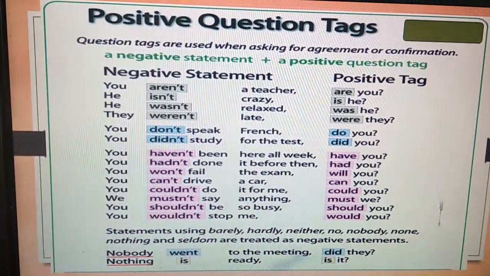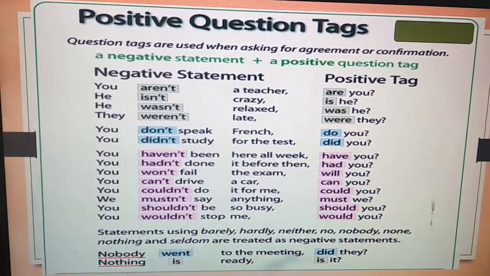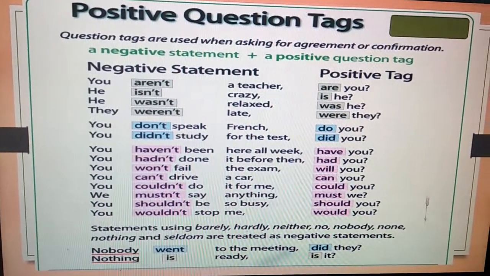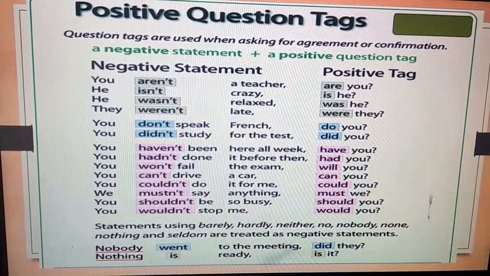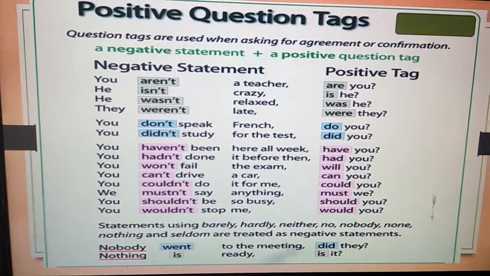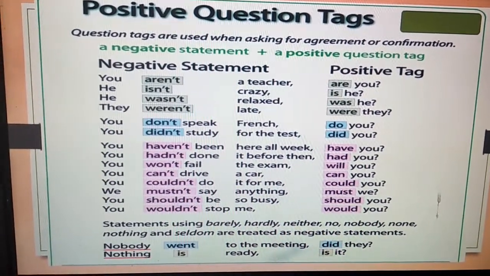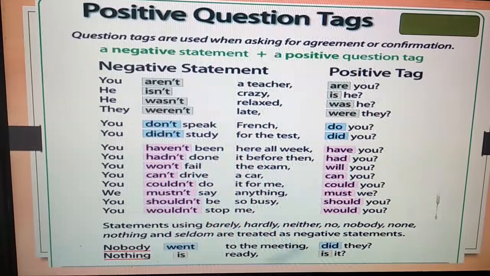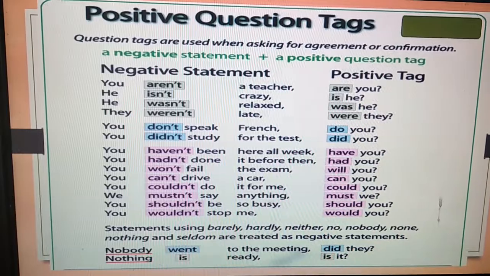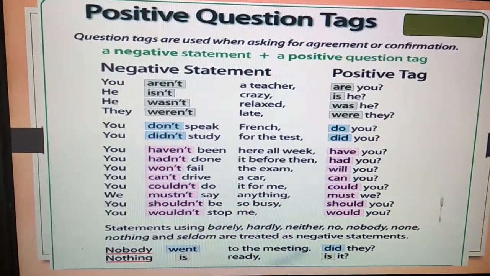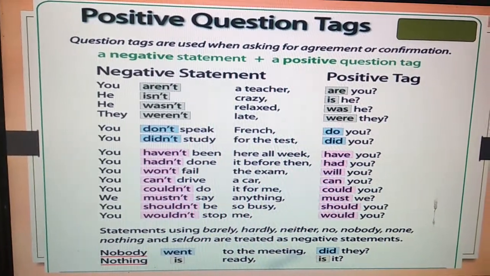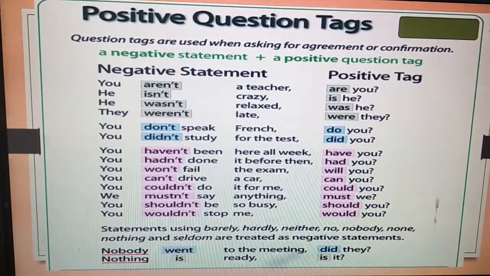Now, there is one important note which we have to keep in our mind. Statements using barely, hardly, neither, no, nobody, none, nothing and seldom are treated as negative statements. We know that when we have to say that I am doing the work very rarely, so we use hardly. It means it is near about no only. Neither also we use for negative. Nobody. When we say nobody is there, it means we are telling that there is no one. So it is a negative statement.